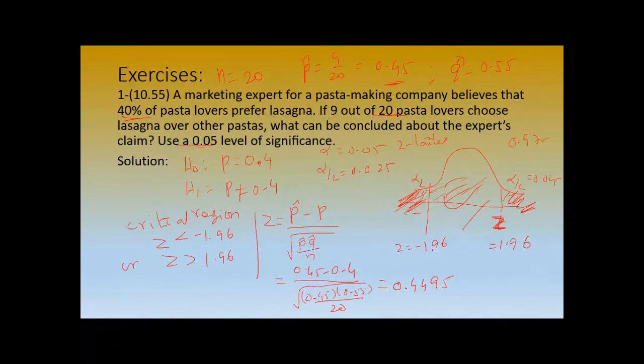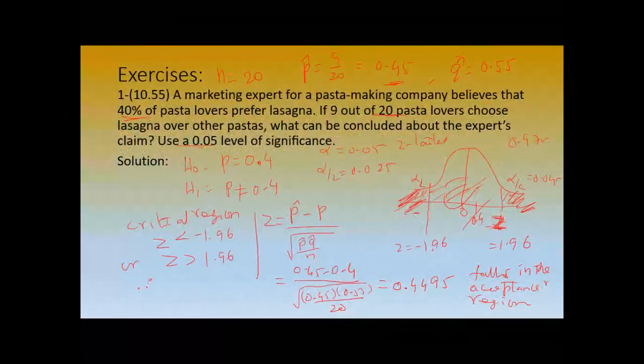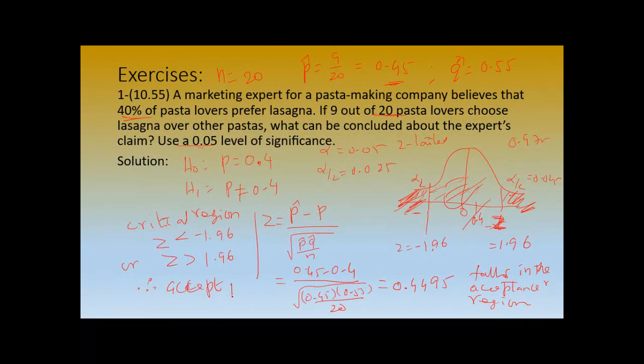0.4495. Where does it fall? It falls here. This is 0, somewhere here 0.4, then it moves to 1. So it falls in the acceptance region. Therefore the conclusion is accept H0. That's the end.